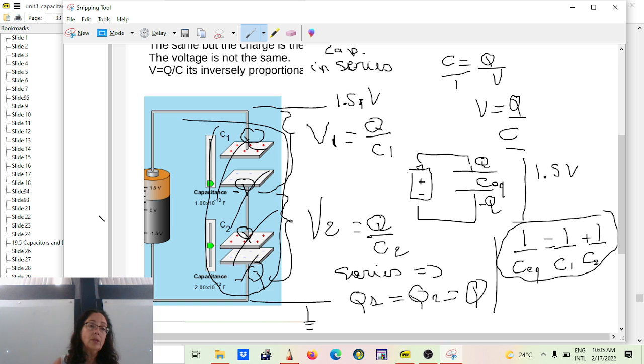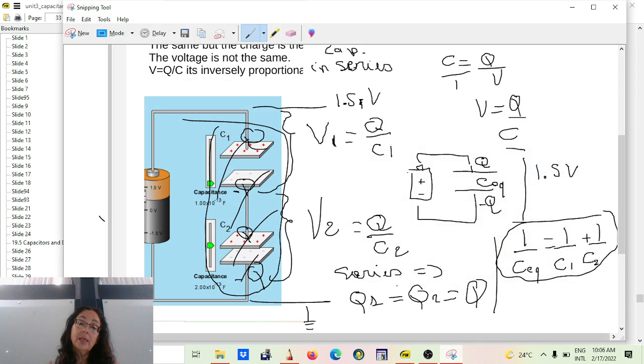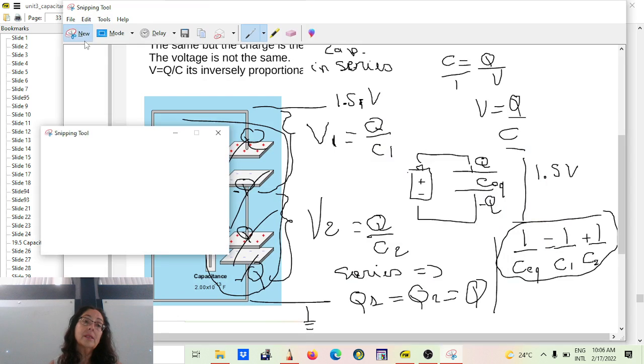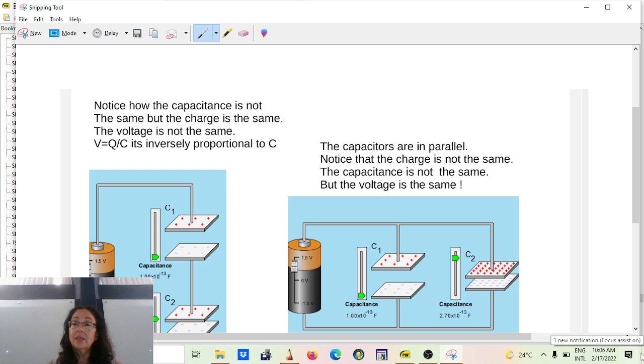I'm not going to demonstrate that. It's just algebra. You can go to your book. But the most important thing to understand is that when they are in parallel, you can replace them by one, and the charge on that one will be Q1 plus Q2. Because it's the same thing as if you are doing electronics. I love electronics, that's my favorite topic. Too bad I cannot teach it anymore.